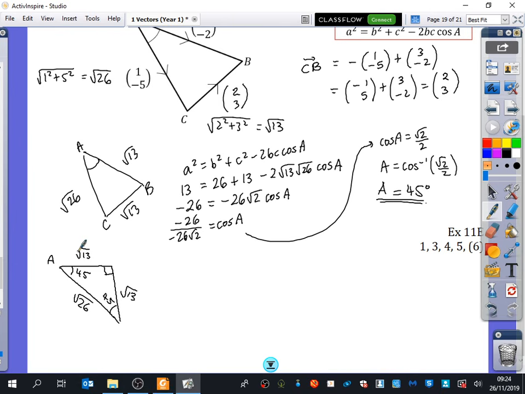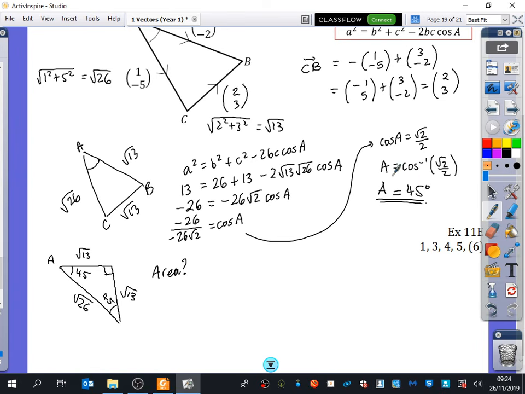And now if I wanted to, I could find out the area of the triangle. How could I, and it's not asked me to do this, but I'm now going a bit beyond the question. What about if I wanted to find the area of the triangle? There's two ways we could do this. What's one of the ways we could do this? We could do a half ab sine C.